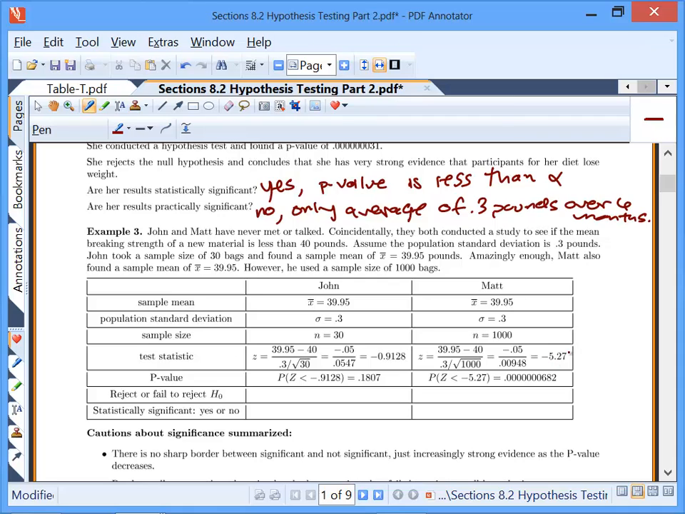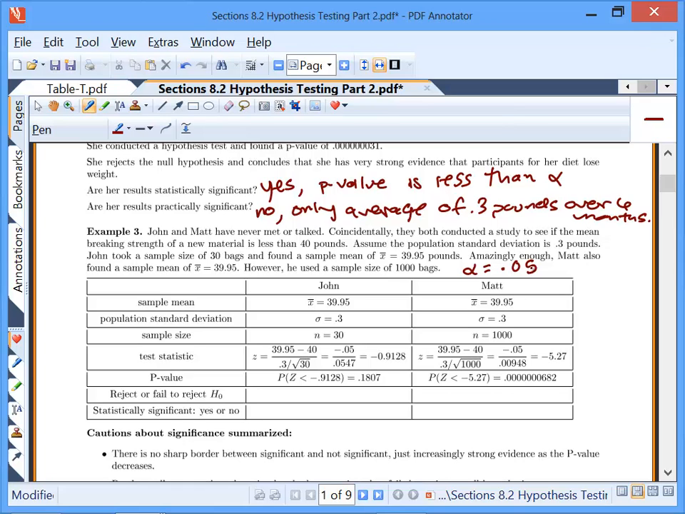Matt gets a test statistic of negative 5.27. Now this means that John gets a p-value of 0.1807. Now they didn't tell me a significance level, so let's pick one. What should we pick? If you don't have a good reason to use something else, use 0.05. So at alpha equals 0.05, should John reject or fail to reject the null hypothesis?